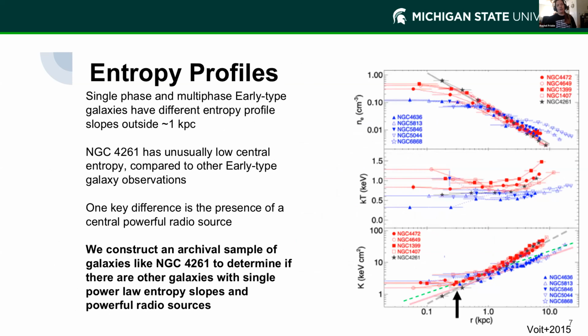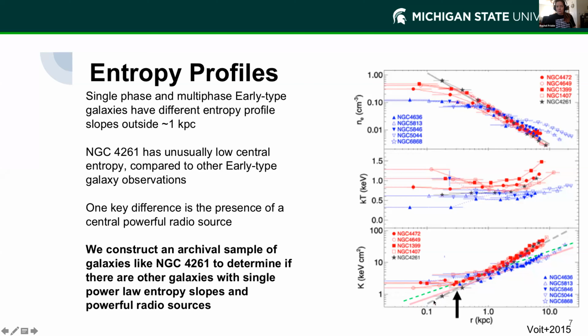So beginning in about 2012 with work from Norbert Werner, and then continuing in 2014 with more work from Werner and then Mark Voit in 2015, they looked at the entropy profiles of a small sample of early type galaxies with Chandra data. And they found that single phase galaxies and multi-phase early type galaxies have different entropy profile slopes outside about a kiloparsec. But an interesting thing that popped out, shown in the black stars here, is the galaxy NGC 4261, which had unusually low central entropy compared to the early type galaxy observations. So rather than having a bit of a core to the entropy profile, it basically has a single power law all the way into the center of the galaxy.